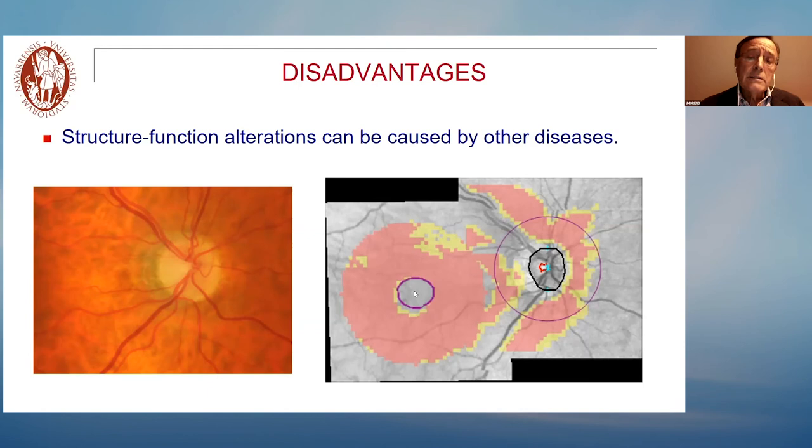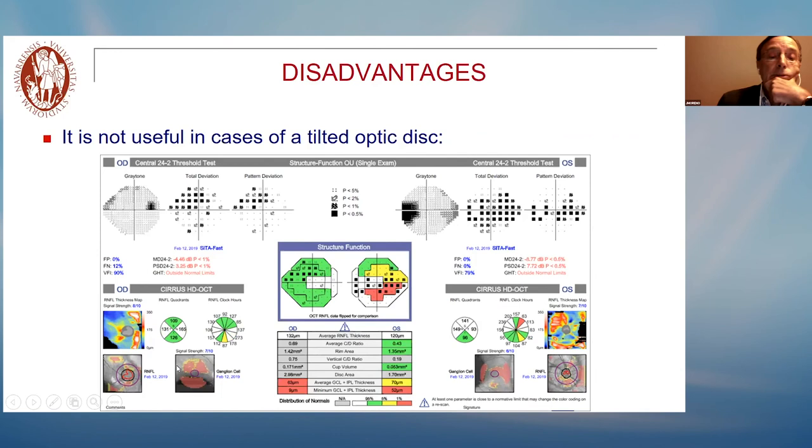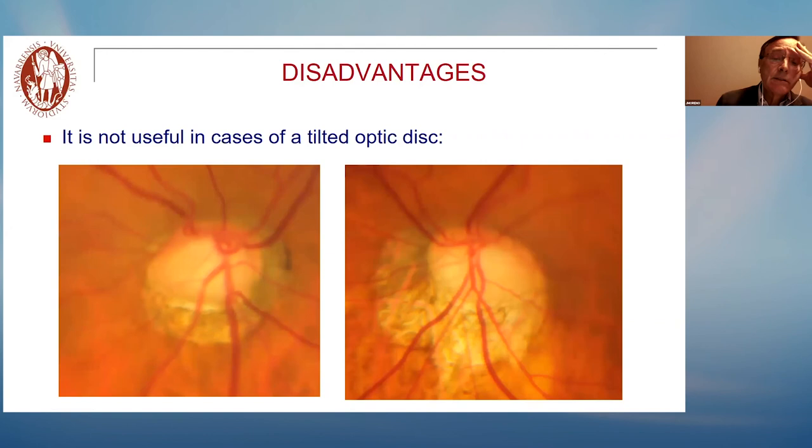Another possibility is to have problems in relation with the tilted optic disc. In this case, you can see a good relationship between the structure and function analysis, but it's not only because of the damage in the visual field, it's secondary to the alteration in the capture of this scan, because we can see here some areas where the capture is not regular, or you find different shadows. These are two other problems, the alteration in the capture of the scans. This is a characteristic.